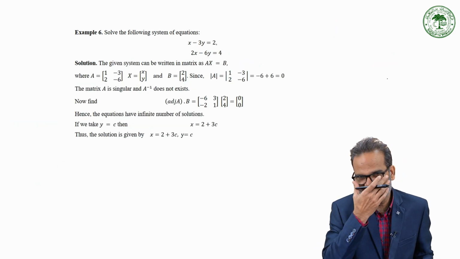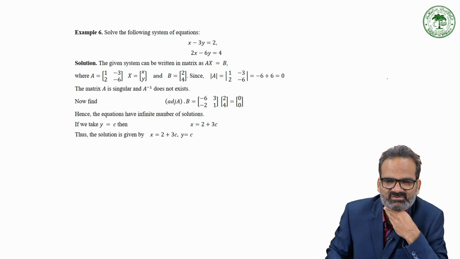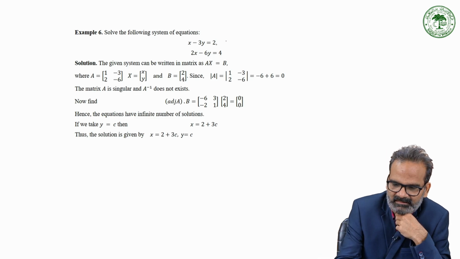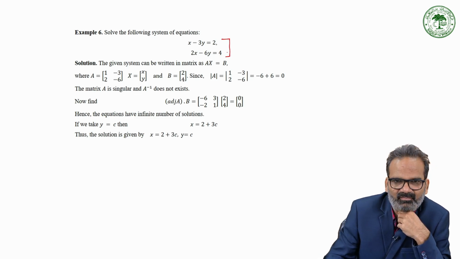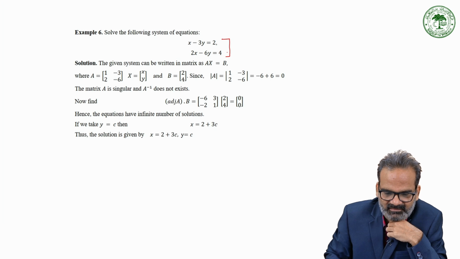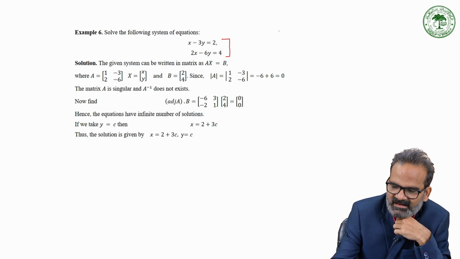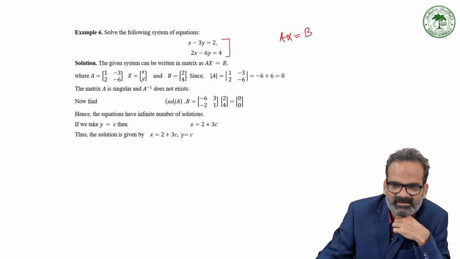Here, this is also a system of equations involving two variables x and y. So solve the following system of equations. This is again a system of two equations in two variables x and y. So see what kind of solution it will have, right? The given system can again be written as Ax = b, right?